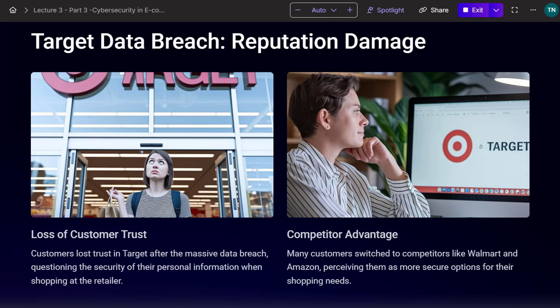The 2013 Target data breach was a major security incident that significantly damaged the company's reputation. Customers lost trust in Target after the breach, questioning the security of their personal information when shopping at the retailer. Many customers switched to competitors like Walmart and Amazon, perceiving them as a more secure option for their shopping needs. This loss of customer trust and shift to competitors put Target at a significant competitive disadvantage following the breach. It's critical for companies to prioritize data security and customer trust in order to avoid similar reputation damage in the future.